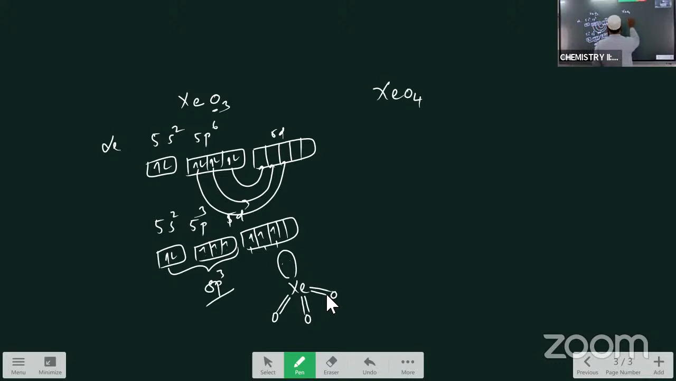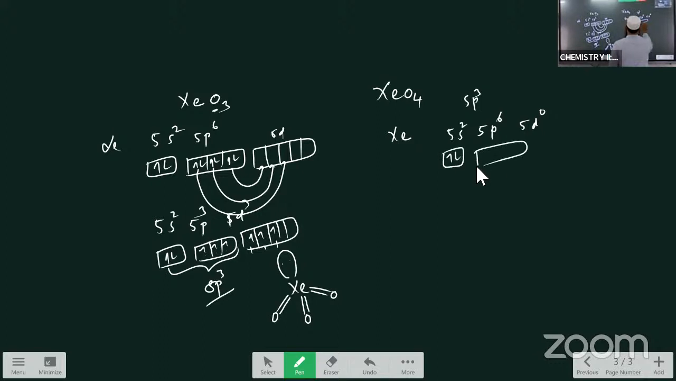Then XeO4. In this, xenon undergoes sp3 hybridization. Once again, the hybridization of the xenon is sp3 only, both in the case of XeO3 and XeO4. But here, in this fourth excited state, I am repeating that configuration: 5s2, 5p6, 5d0. This is the ground state configuration, 1 2 3 4 5 6. No electron in the d orbital in the ground state.